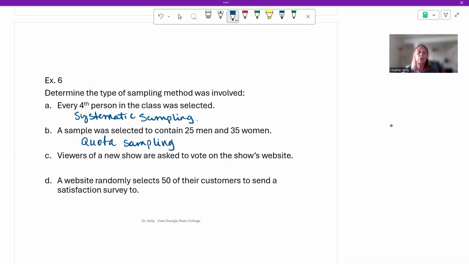The viewers of a new show are asked to vote on the show's website. Well, seems like convenience. If they're there on the website promoting this show that clearly they like, I'm going to call it convenience sampling, but you might think it was something else.